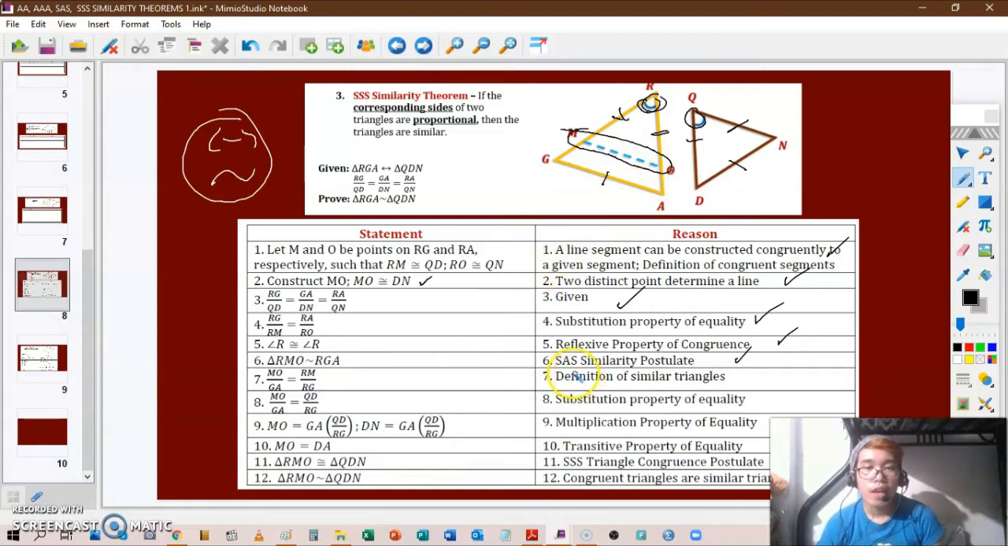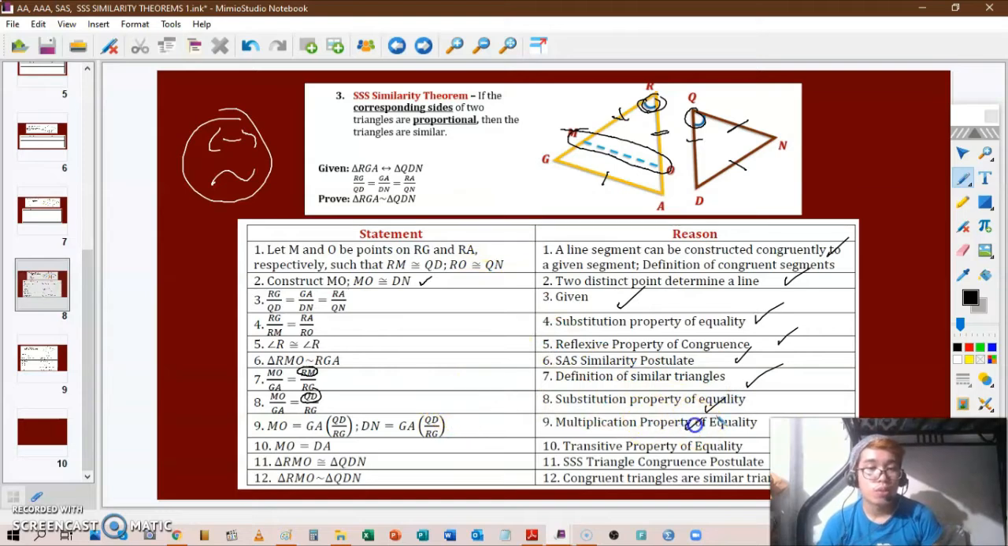Then we have MO over GA equal to RM over RG. That's going to be the definition of similar triangles, since we have here corresponding sides of similar triangles. Then we can say that MO over GA is equal to QD over RG, since RM is equal to QD. So there you go, substitution property of equality.